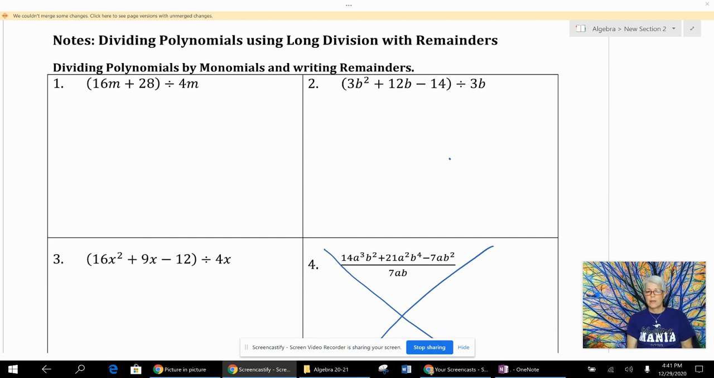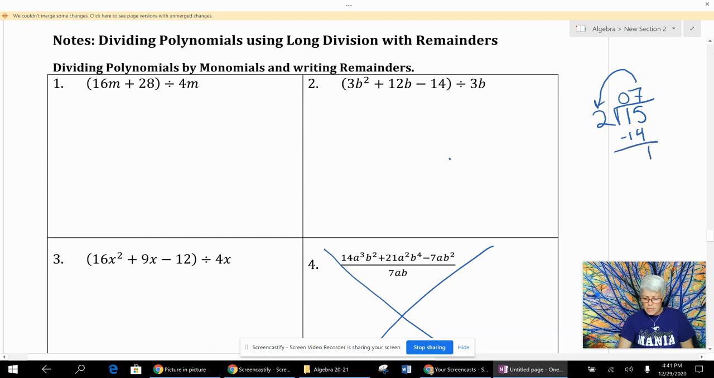So let's get started. First off, let me bring you back to elementary school. Remember when you had a problem like this, 15 divided by 2? You'd say, 2 goes into 1 0 times, 2 goes into 15 7 times, and then 7 times 2 is 14, and then you'd have a remainder.